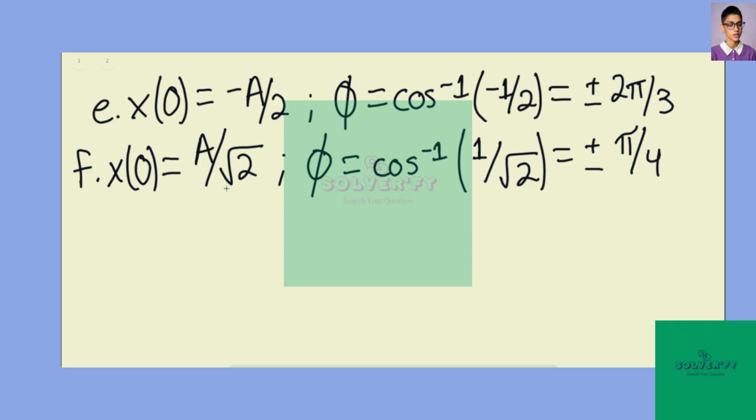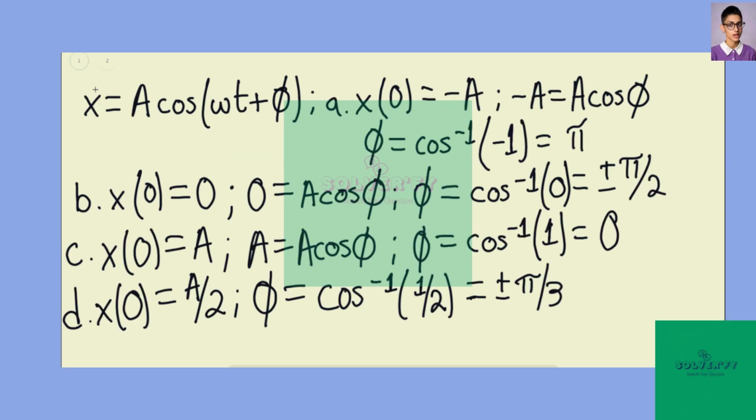So essentially, this would be how you would find the phase constant of all of these different initial positions, and the ambiguity in some of the answers. So we have plus or minus here, plus or minus here. The only answers that are not ambiguous are part A and part C. This is going to definitely equal pi, and this will definitely equal 0.